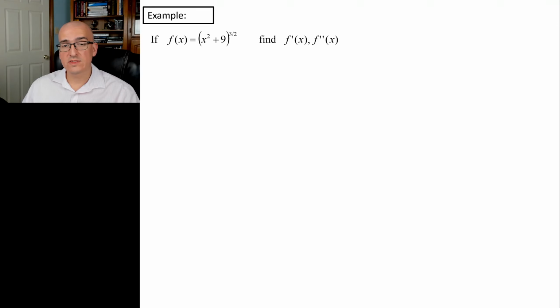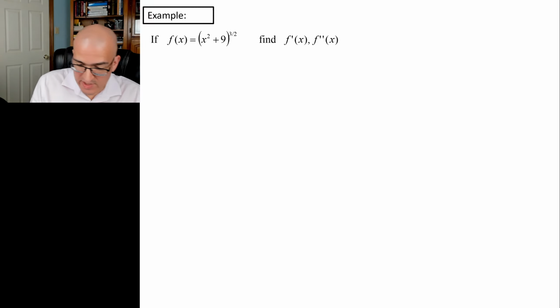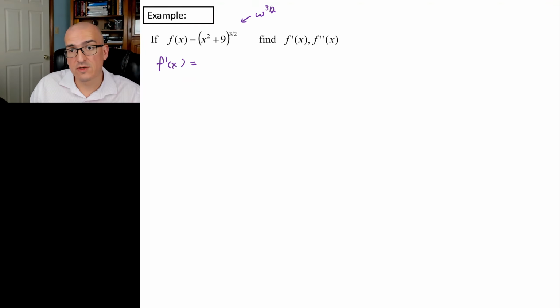Hey, welcome back. This is a second video on higher order derivatives. Here we're asked for the second derivative of an expression whose first derivative and second derivative will require a chain rule. So when we take the first derivative, we recognize this as a function to the power of 3 over 2. So when we take the derivative, the 3 over 2 will come down.